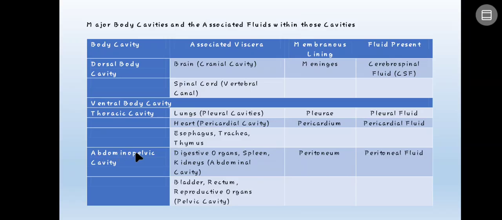The abdominal pelvic cavity can further be divided into abdominal cavity and then the pelvic cavity. Within the abdominal cavity, we have the peritoneal cavity. And we have CSF, cerebrospinal fluid, in the dorsal cavity. We have the pleural fluid in the pleural cavity. We have the pericardial fluid in the pericardial cavity and peritoneal fluid in the peritoneal cavity. This brings us to the end of human body cavities.